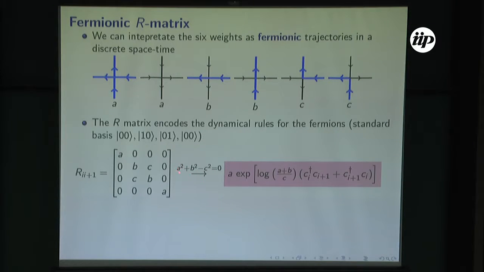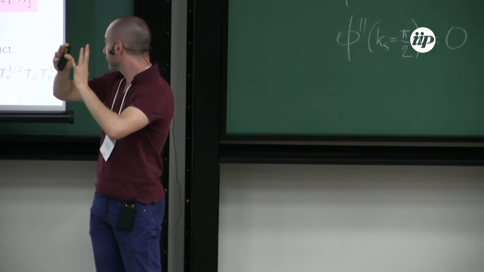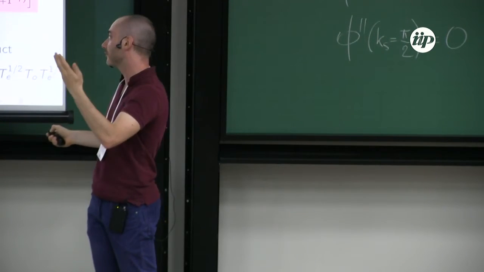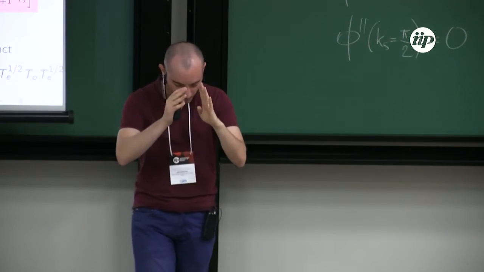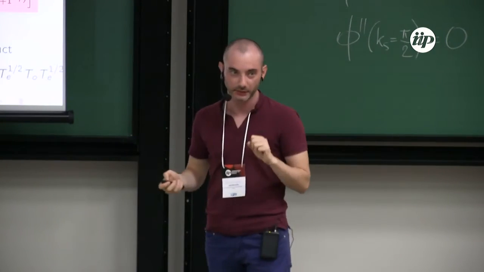Now let me take the condition to have actually a free model, which is delta equals 0, a squared plus b squared minus c squared equals 0. Then you can show that this R matrix you can exponentiate. So it's a Gaussian. This is the exponential of the usual Hamiltonian that you get in the XX model. The only difference is that the time of the transfer matrix, which is the evolution operator, is the product of these. So what I mean is that you have to interpret the transfer matrix as the exponential of a Hamiltonian. You need to write the transfer matrix, diagonalize it, find its eigenvalues, and then take the log of them. That will be the way to construct the Hamiltonian.